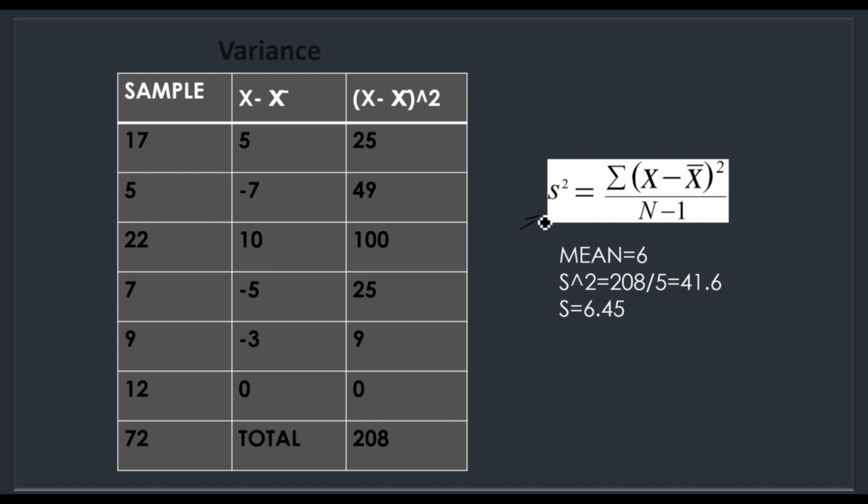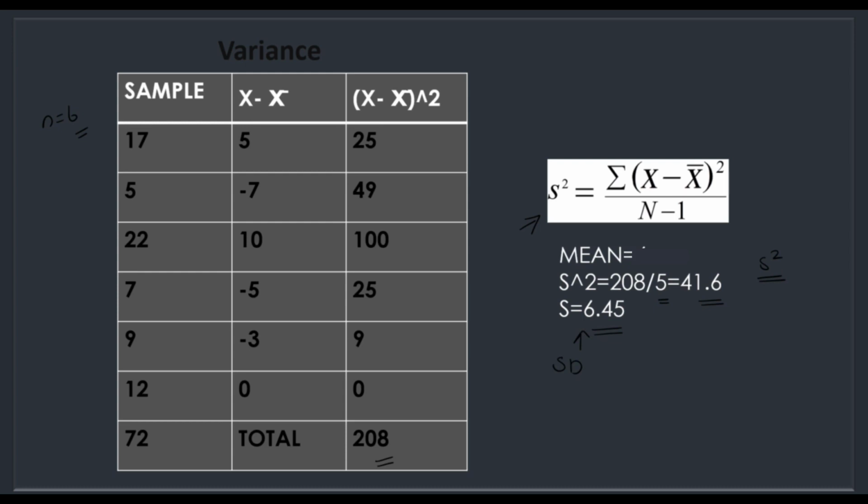So how do we calculate the sample variance? Summing all these values gives 208. 208 divided by how many values are there in the sample? 6, so 6 minus 1 is 5. So 208 divided by 5 is 41.6. That is our S square, the sample variance. And the square root of the sample variance is the standard deviation for this sample, that is S equals 6.45.